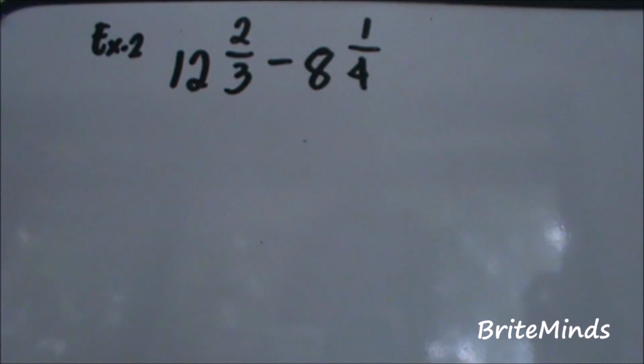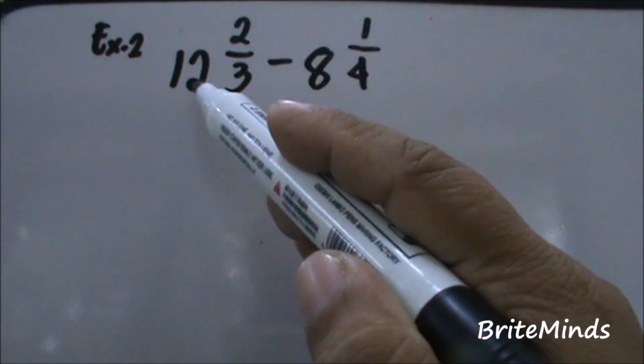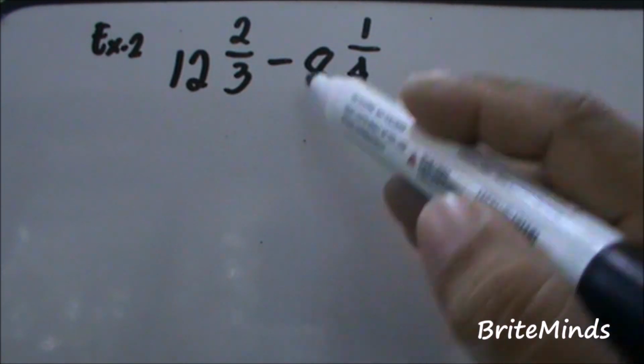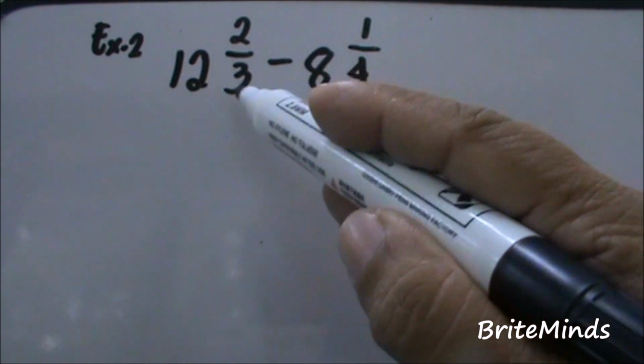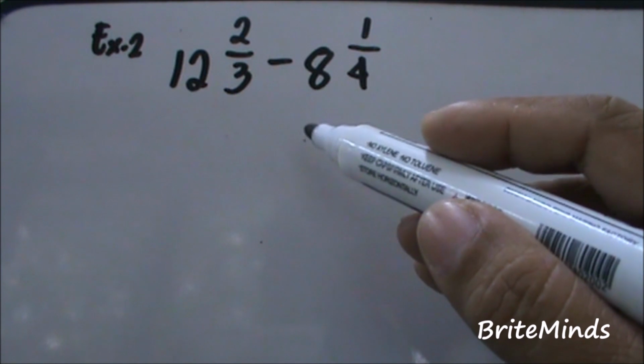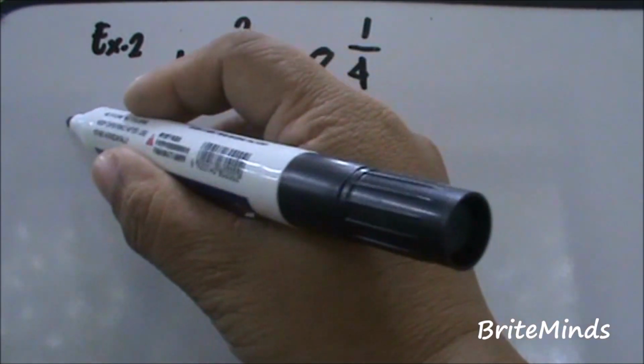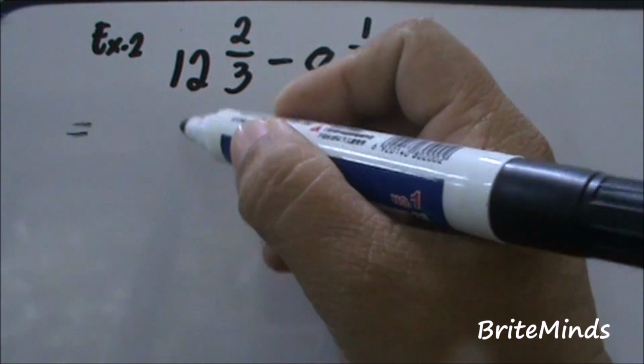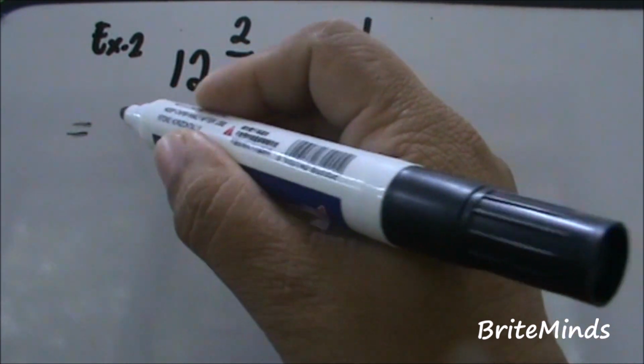Another rule is when the mixed numbers have fractional parts which are not similar, then change the fractional parts into similar fractions and then proceed to subtraction. Like we have here in the example, we have 12 and 2/3 minus 8 and 1/4. So the fractional parts 2/3 and 1/4 are dissimilar fractions. So we need to separate first the whole numbers.